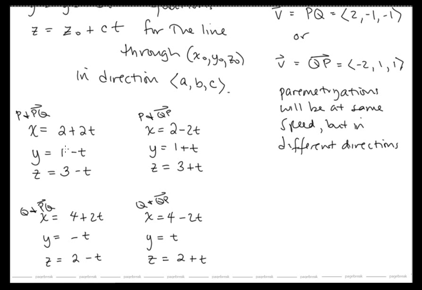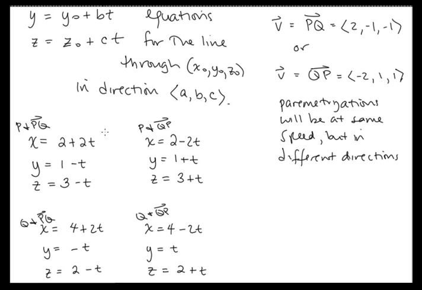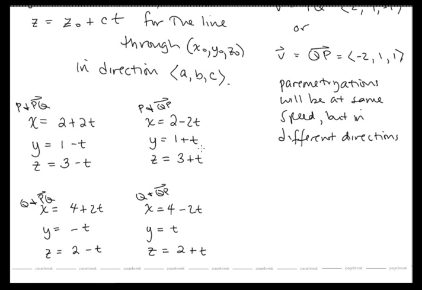With this parametrization, we used for these equations point P and vector PQ. So that means when t is equal to 0, we're at point P, and then we're going in the direction of vector PQ as time moves positive. If we start at point P and use vector QP, then again when t is equal to 0, we're starting at point P, but we're moving in the opposite direction as time goes forward. Similarly, we can start at point Q, go in the direction of vector PQ, or start at point Q and go in the direction QP.